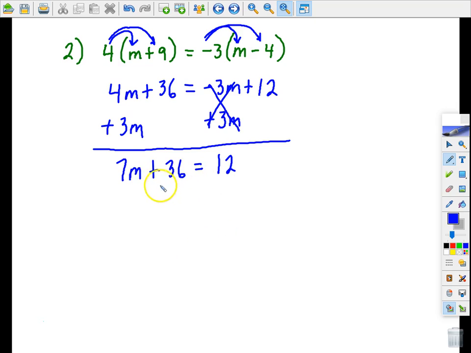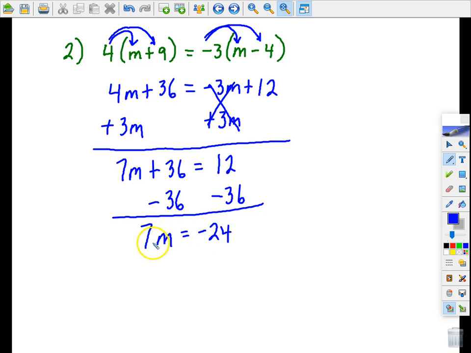So once again, I'm doing inverse operations in reverse PEMDAS order. So I would undo addition first with subtraction, giving me 7m is negative 24. And then I'm going to undo multiplication with division, giving me m is negative 24 sevenths.